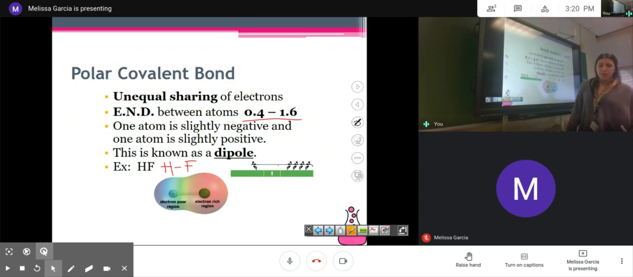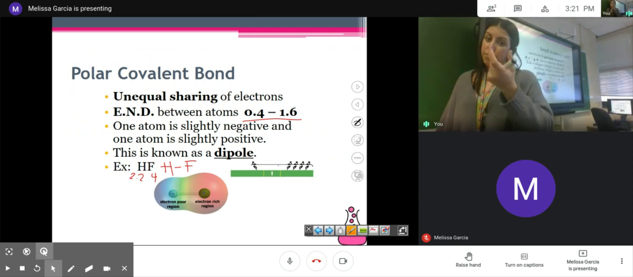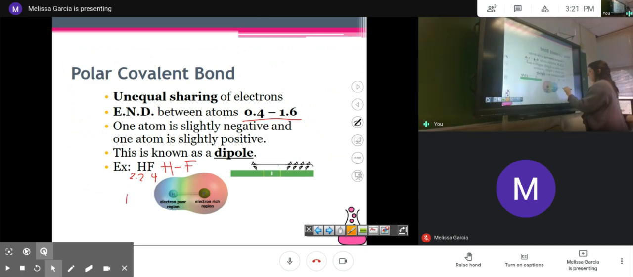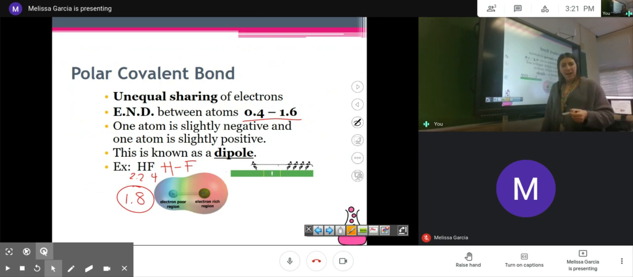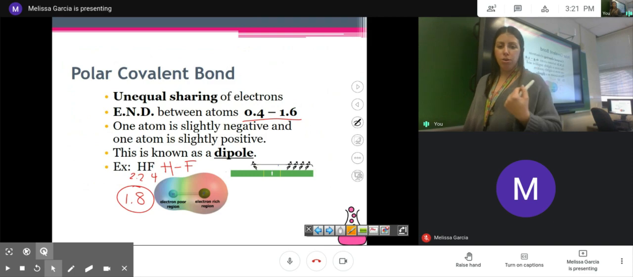Well, I'm going to look up their electronegativities, and I'll see that hydrogen has an electronegativity of 2.2, where fluorine has an electronegativity of 4.0. So the difference between 2.2 and 4 is 1.8. That's a really high electronegativity difference here, much larger than my non-polar covalent bond. So this would be a polar covalent bond here.